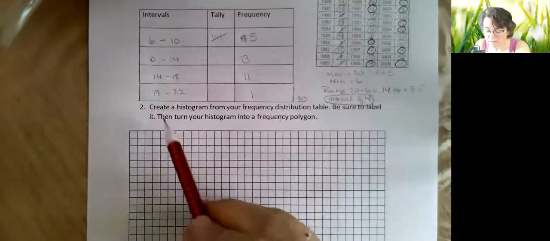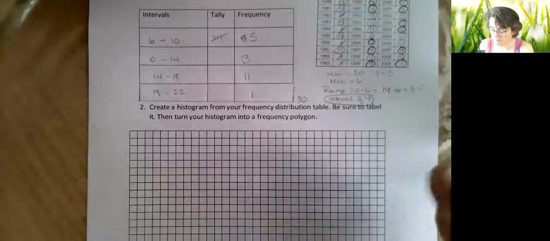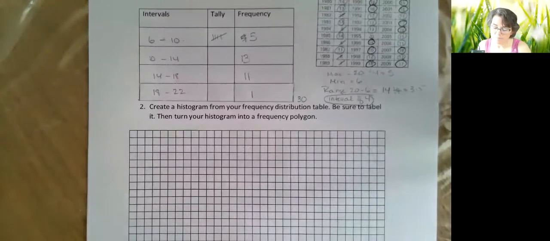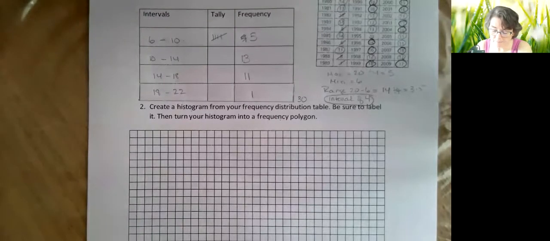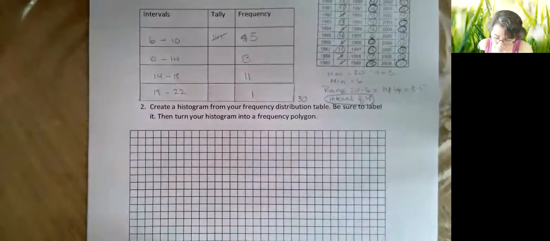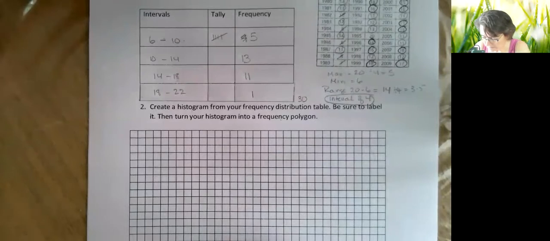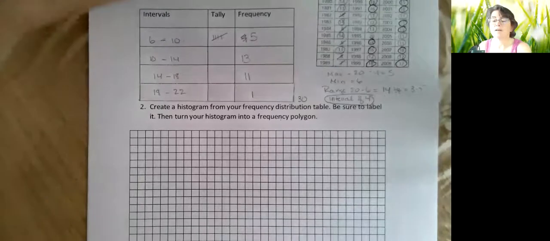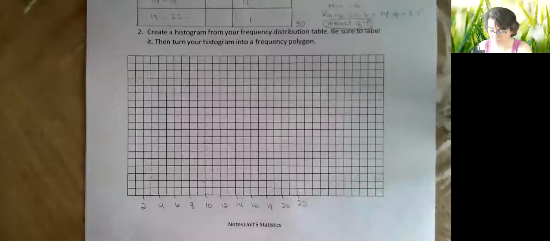Okay, so now we're going to create a histogram from the distribution table. Be sure to label it. All right, so across our bottom is going to go our intervals. And previously counting, I know there's a 33 across here. So you know what? I have to go up to 22. I'm just going to go 2, 4, 6. And that is far enough. Let me move that so you can see. There you go. All right.